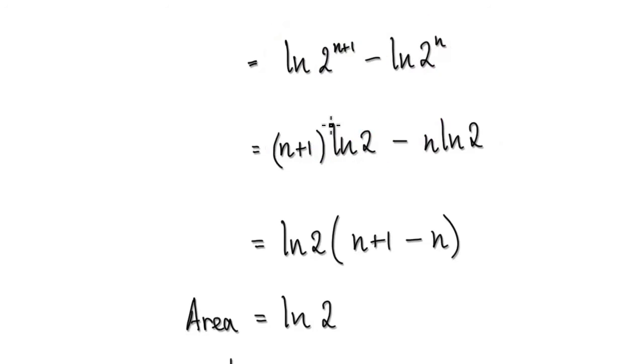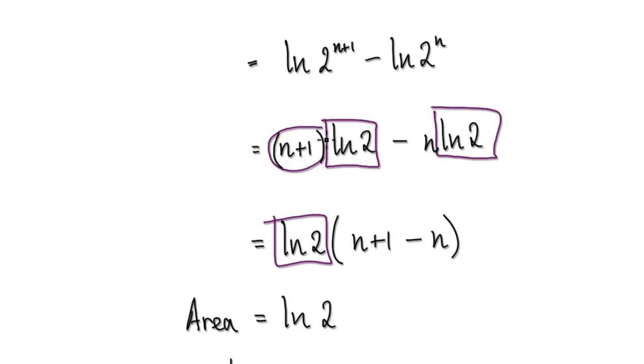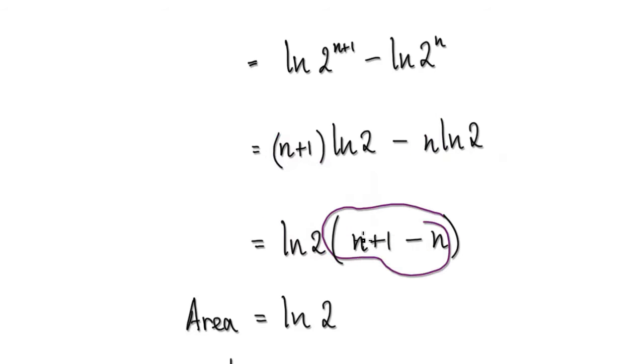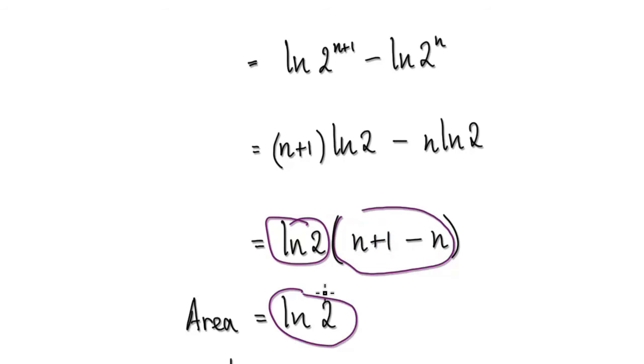So now if you look at this, this is exactly the same as this. So you can factor out the natural log of 2. Now this is n plus 1, and this is n. So now simplify this bit. These two cancel each other out, giving you 1. And then 1 times this thing here would just be this thing here. So the area is natural log of 2.